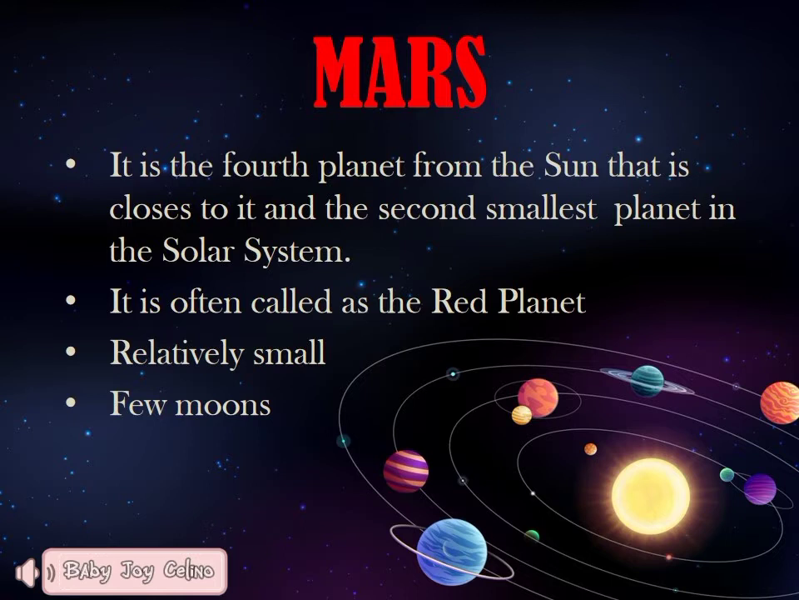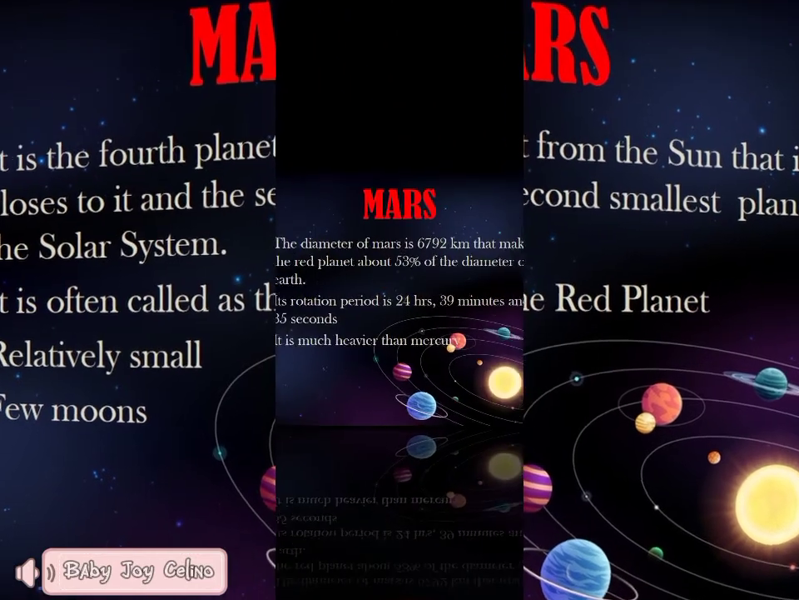So, why do we call Mars the red planet? Because the soil looks like rusty iron. So that's why it is called the red planet, because it looks like rusty iron. And it is also relatively small. It also has a few moons.